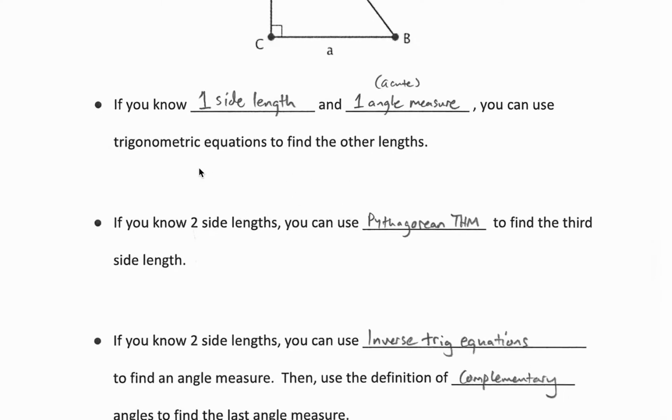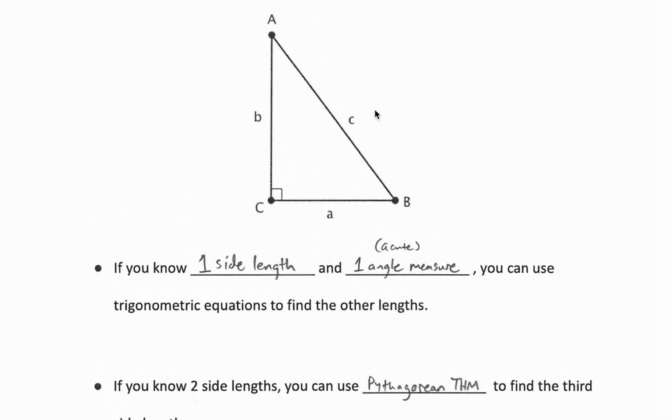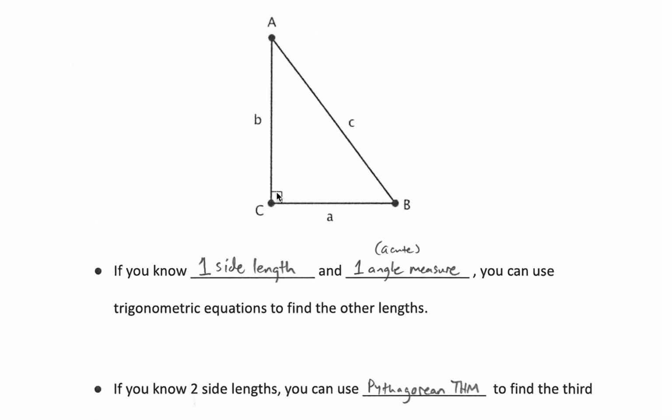In order to use a trig equation to find an unknown side length, we need to know at least one side length and one angle measure. And sometimes we've got to be specific there because sometimes students want to use this right angle. We can never use that right angle. There's a reason for it.